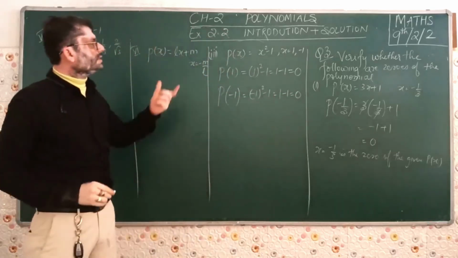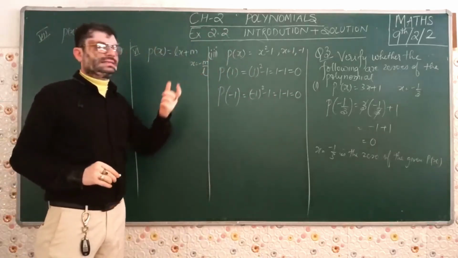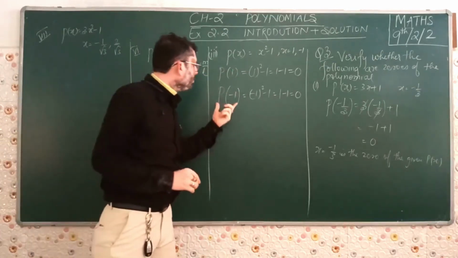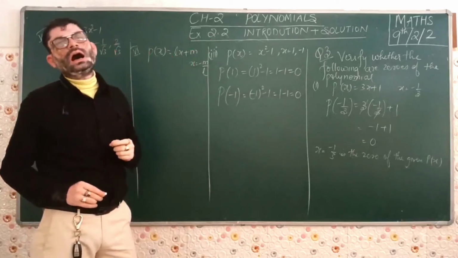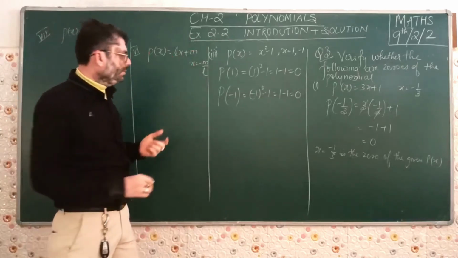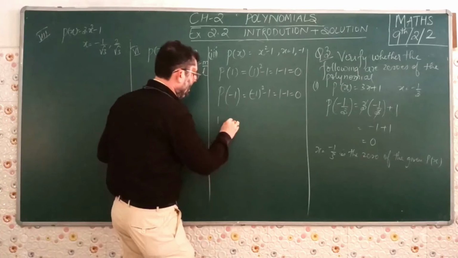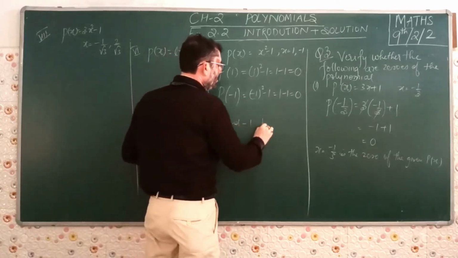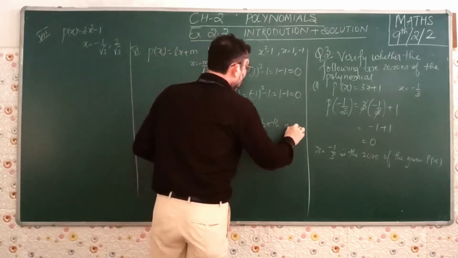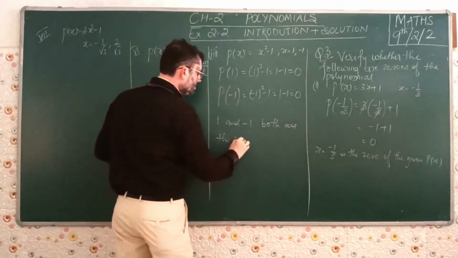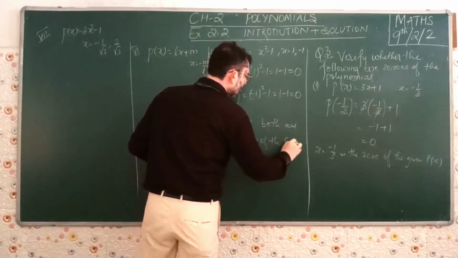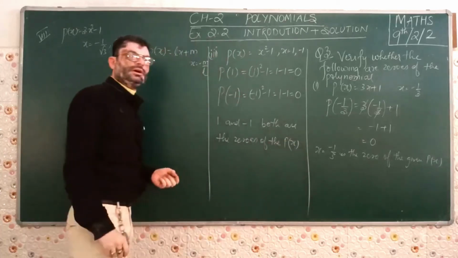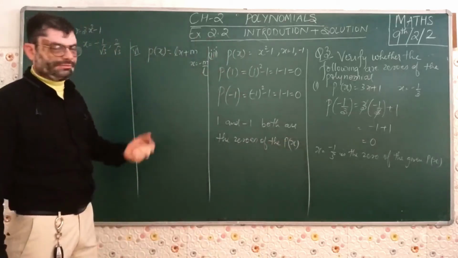In both the cases, at x is equal to 1 and at x is equal to minus 1, the value of the polynomial becomes 0. So we can say both the values, that is 1 and minus 1, are the zeros of the given polynomial p of x. It is verified.